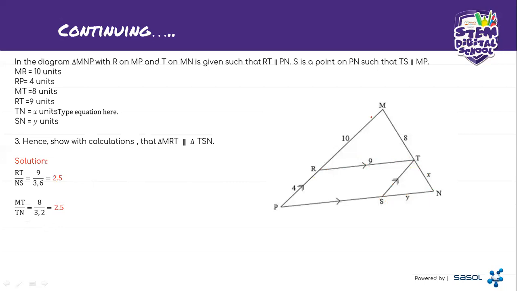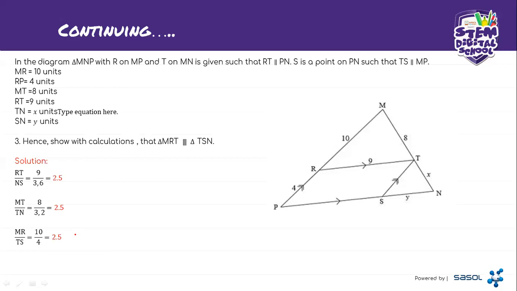T 3,2, 2,5. And of course, MR is 10 and TS is 4. TS is 4. And then you give us 2,5. Of these two triangles, they are equal, the ratio. Then it tells us that those two triangles, they are similar, but all are equal.